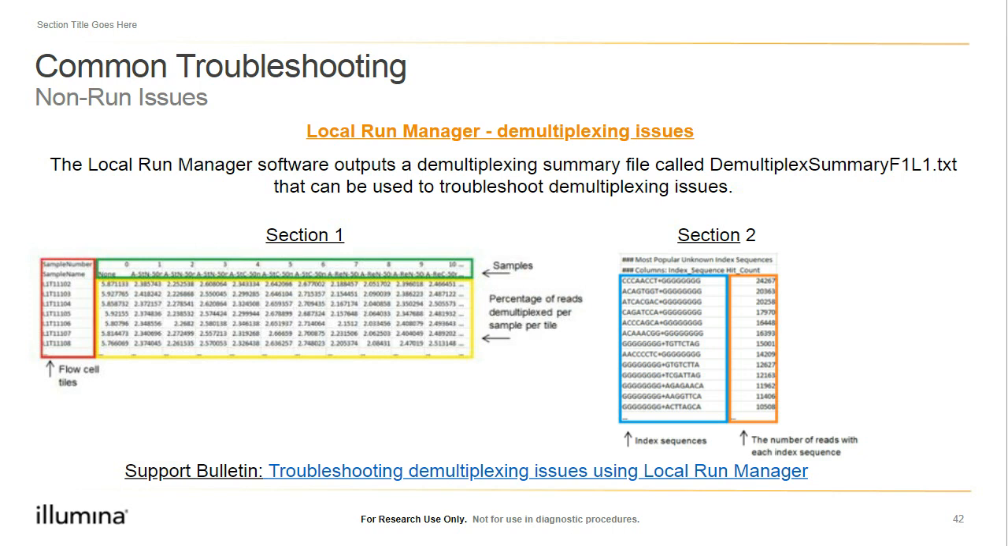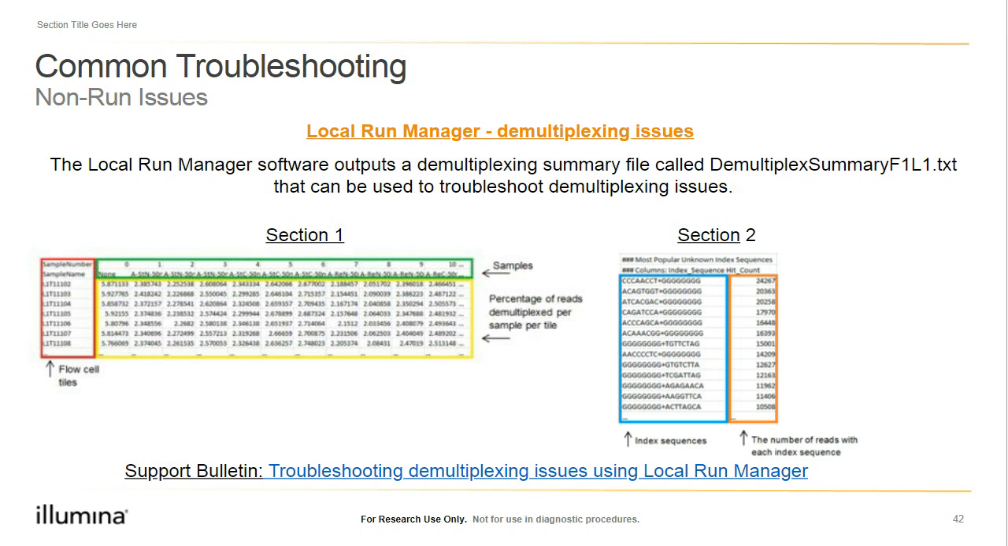Section 2 is even more useful, since it's going to list the most commonly detected index pairs which were not included in the sample sheet. So if we did create our sample sheet and our indexes were not in the proper orientation, or maybe we pooled the wrong samples out of our plate, it'll be easily identifiable from section 2 of this Demultiplex Summary F1L1.